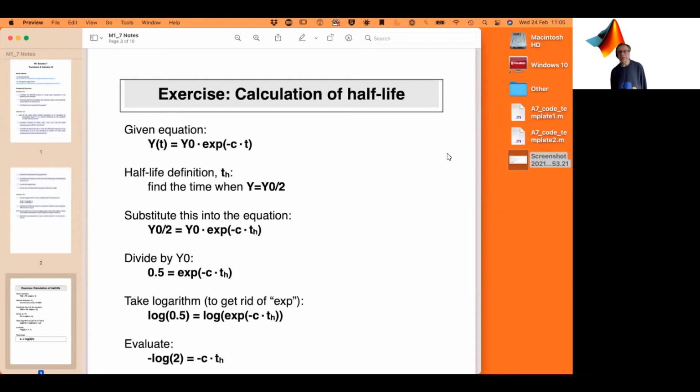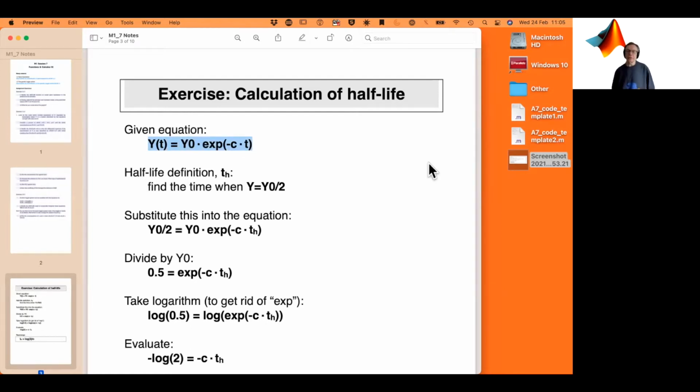And here you can see equations that have to do with the calculation of the half-life. So I'm not going to go through all of these steps. You can just watch it for yourself, quietly read through it.